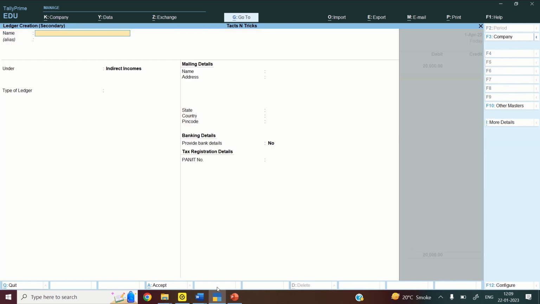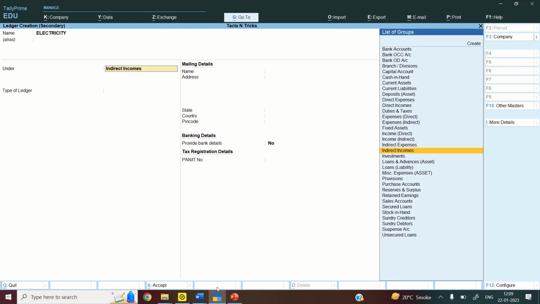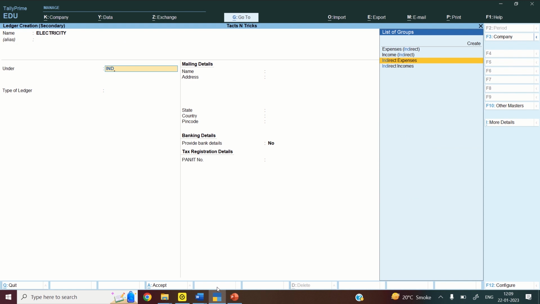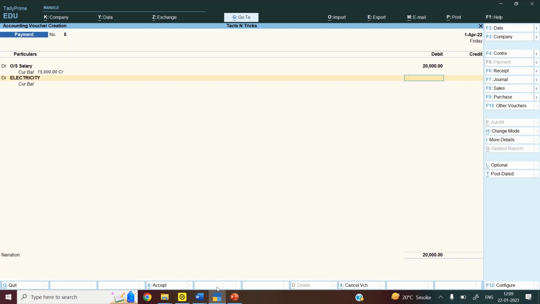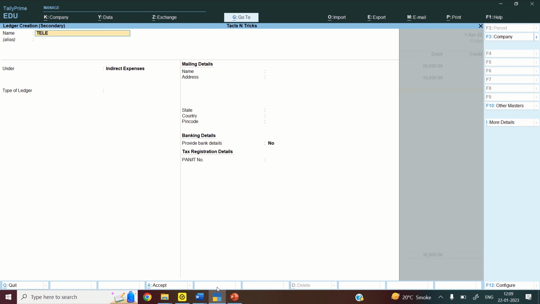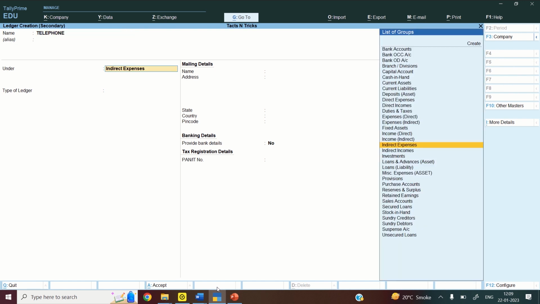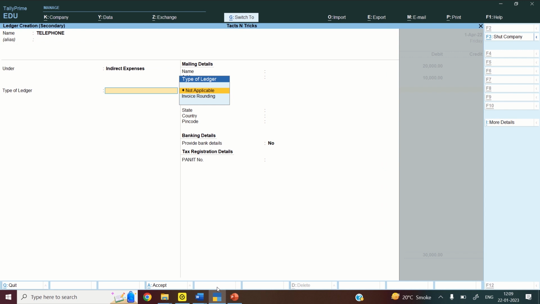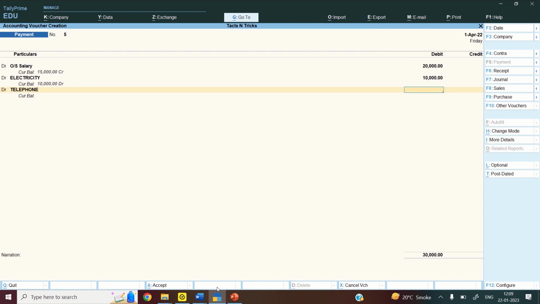So press Alt plus C and create the ledger of electricity under the heading indirect expense. Control plus A. Electricity you have paid, that is 10,000 rupees. Debit, you need to write debit here. Now it is telephone. So Alt plus C, the telephone ledger will be created under the group indirect expenses. Press Control plus A to directly come on the voucher. Telephone, 5,000 rupees you have paid, debit.